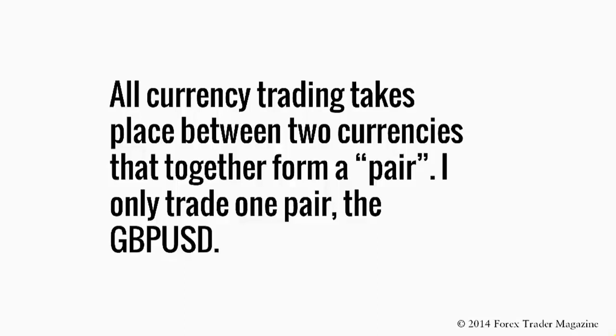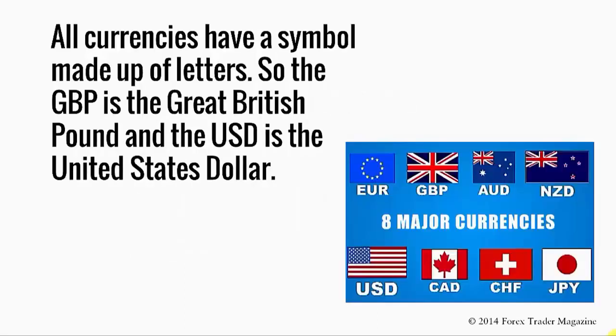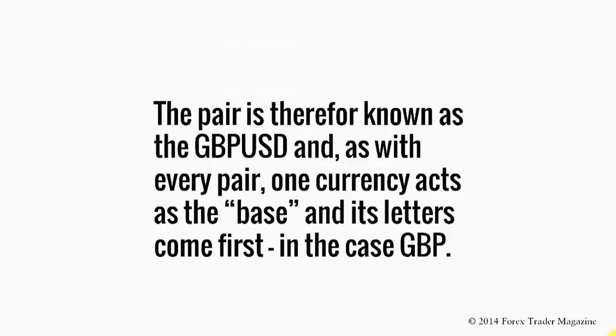All currency trading takes place between two currencies that make up a pair. And again, I only trade the pound against the dollar. All of the currencies have a symbol made up of letters. So the GBP stands for the Great British Pound, and the USD is for the United States dollar, for example. The pair is therefore known as the GBP USD, and as with every pair, one currency acts as the base, and its letters come first. In this case, it's the GBP, so it's always the pound dollar and never the dollar against the pound.